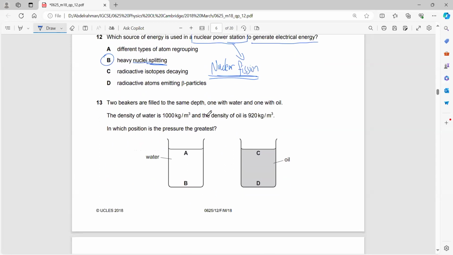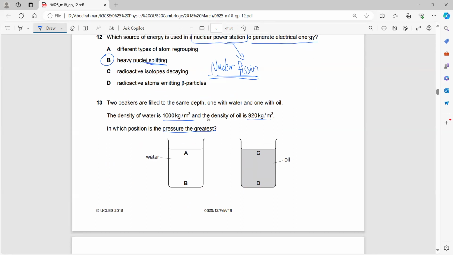We have two beakers. The density of water is 1000, and the density of oil is 920. In which position is the pressure the greatest? How can I increase the pressure?